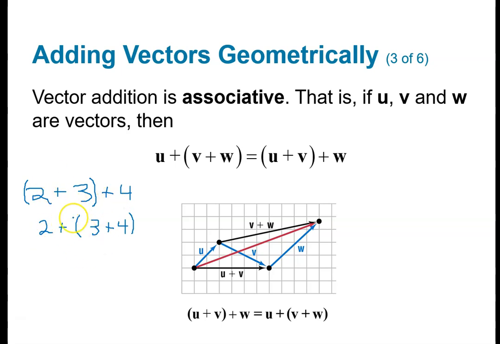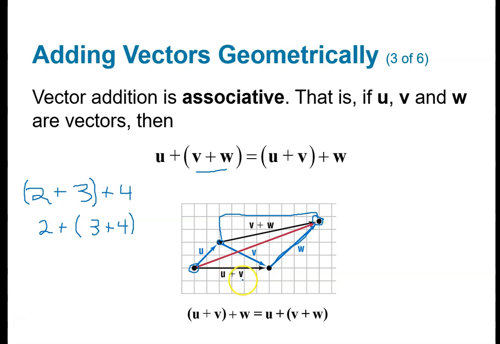That was the associative property of addition, and it works with vectors too. So we get a resultant vector, V plus W. Here's starting with V first, and then doing W second. So there's V plus W, and then add U to that. There's U. So the resultant would be from here to here.